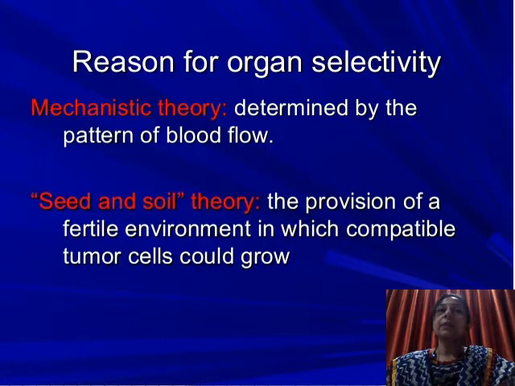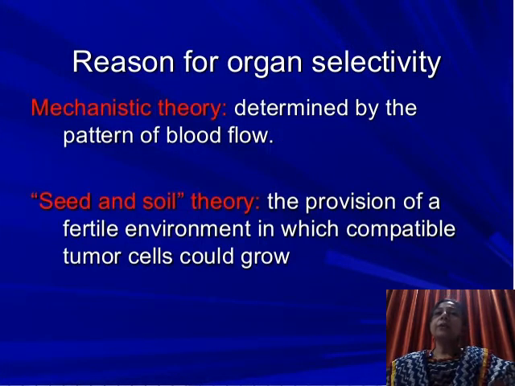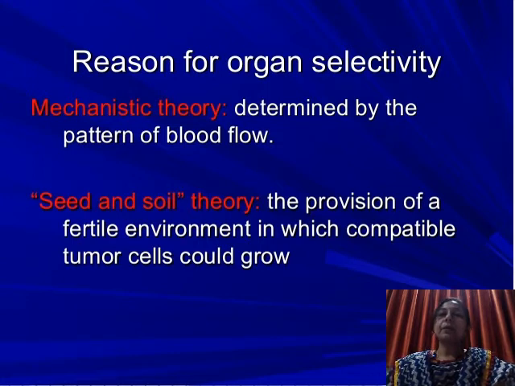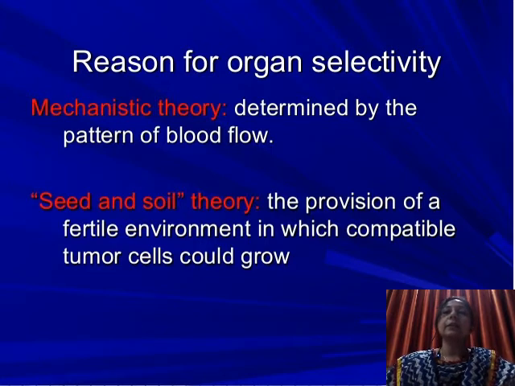Why does this happen? The reasons for organ selectivity: one is a mechanistic theory. It is determined by the pattern of the blood flow. Second is the seed and soil theory, which is a very commonly accepted theory. That means the provision of a fertile environment which is compatible for the tumor to grow. So the tumor gets the proper seed and soil and a very compatible microenvironment to grow, and that leads to the preference of organ selectivity.